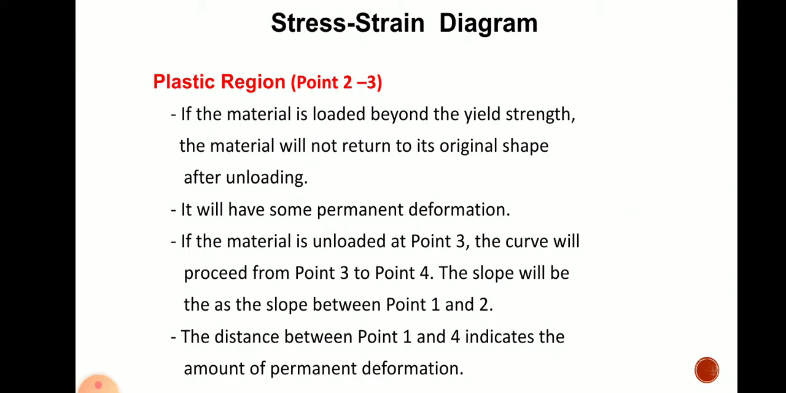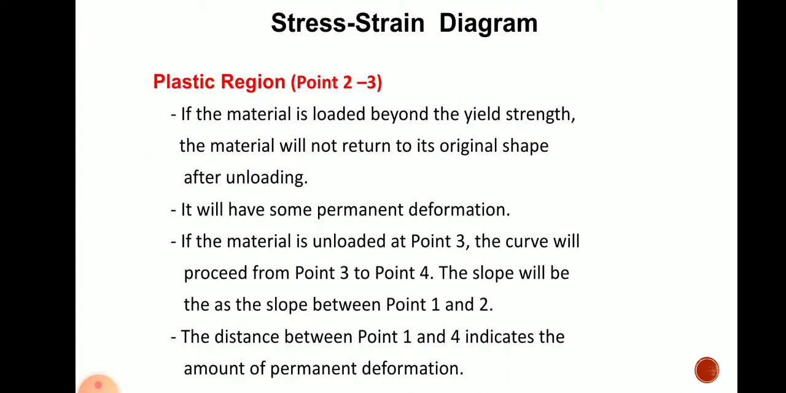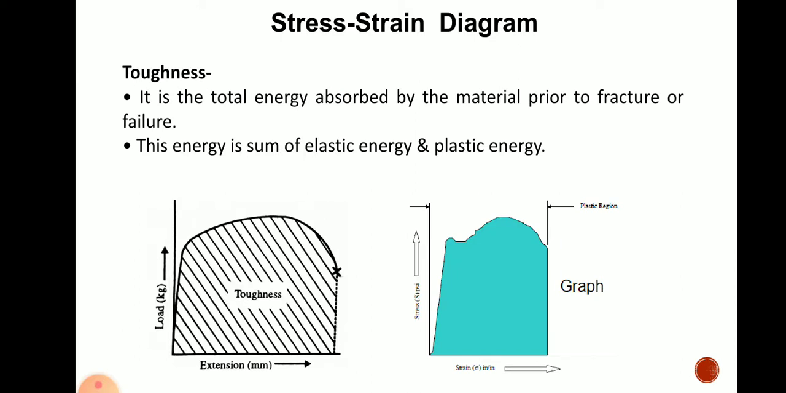In this plastic region, the distance between point 1 to 4 indicates the amount of permanent deformation. So from this 3 to 4 line, we can find out this plastic region. We have understood what the plastic region is for this kind of material, and in that plastic region we can find out one thing called toughness. It is the total energy absorbed by the material prior to fracture or failure. This energy is the sum of elastic energy and plastic energy.